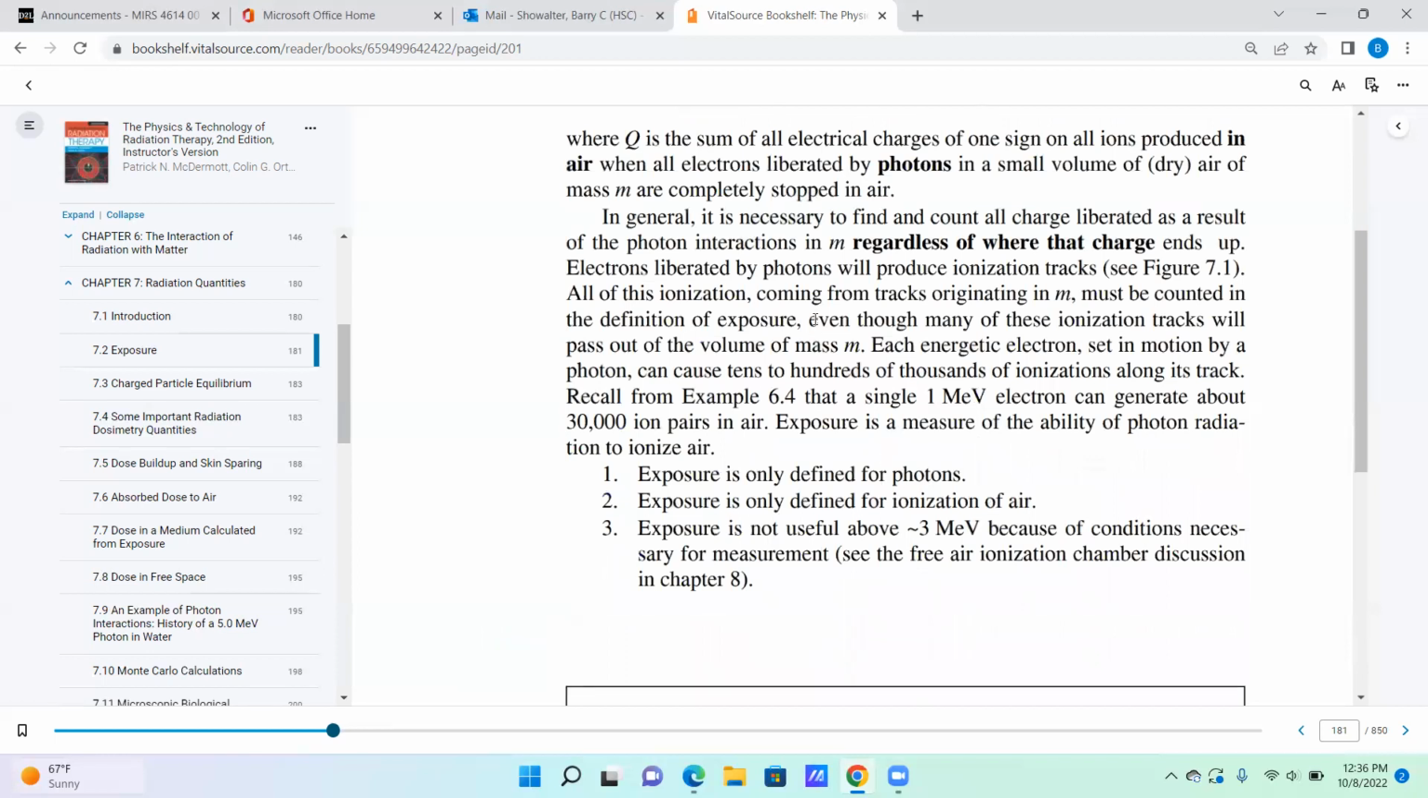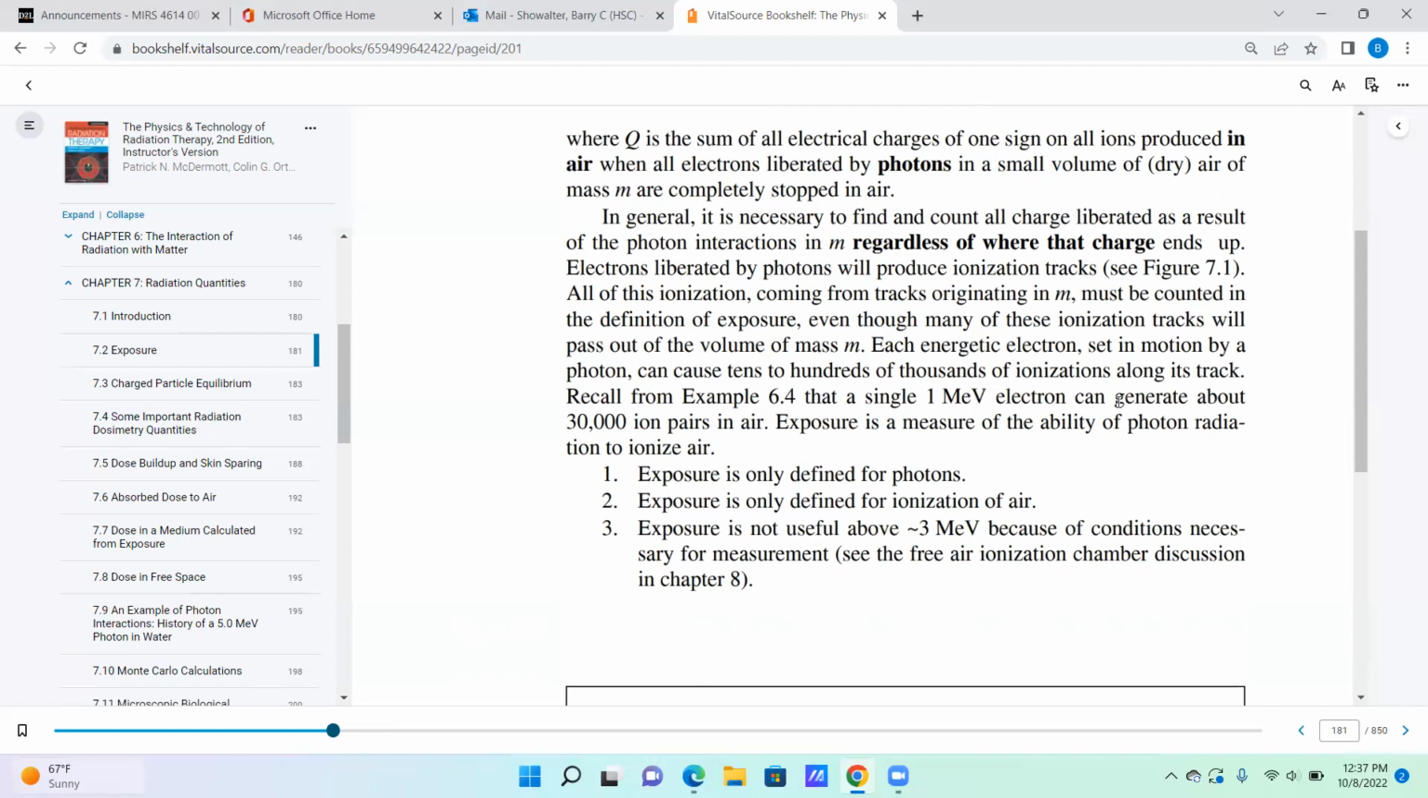All of this ionization coming from tracks originating in m must be counted in the definition of exposure, even though many of the ionization tracks will pass out of the volume of mass m. Each energetic electron set in motion by a photon can cause tens to hundreds of thousands of ionizations along its track.